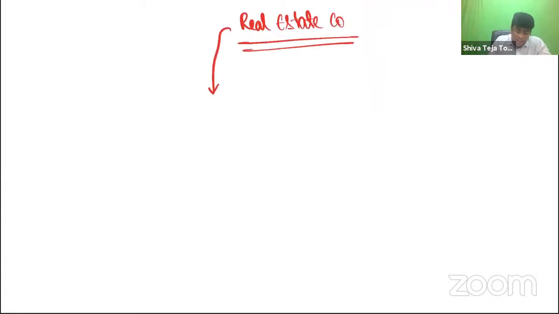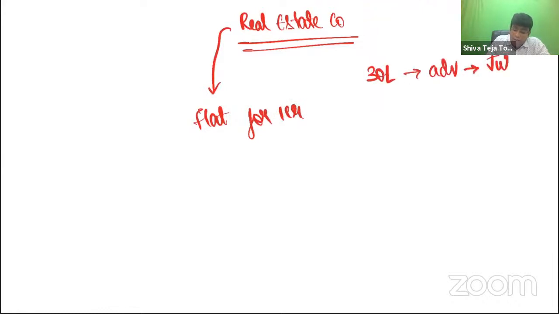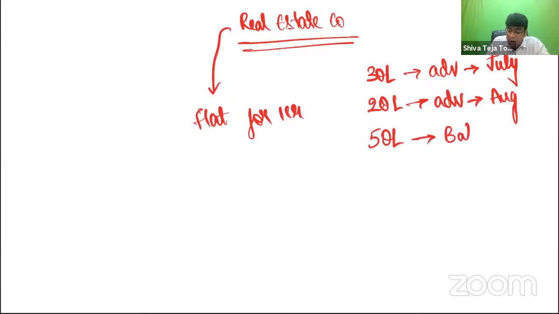Yes, I'll proceed. So listen here. What happens very clearly is, my dear friends, for example, let's say there is a real estate company. What company, guys? Real estate company. This person decided to sell one flat for 1 crore. And customers started paying 30 lakhs advance in the month of July, 20 lakhs advance in the month of August, and straight away the balance 50 lakhs he will pay in the month of September.